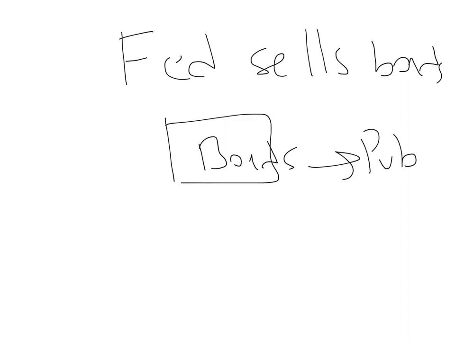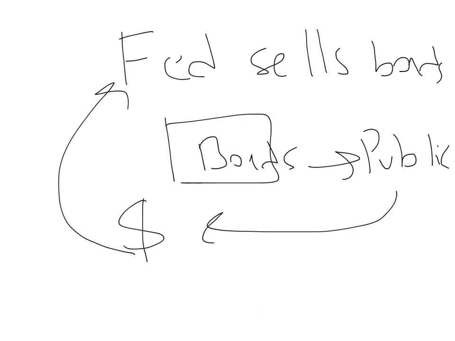Let's now think about the Fed selling bonds. The Fed is selling bonds to the public, and in return, the public is paying dollars to the Fed. So what did the Fed do? The Fed actually vacuumed all the dollars from the public's wallet. So selling bonds is actually decreasing the quantity of money in the economy. How? By giving paper bonds to the people, but taking out their dollars.